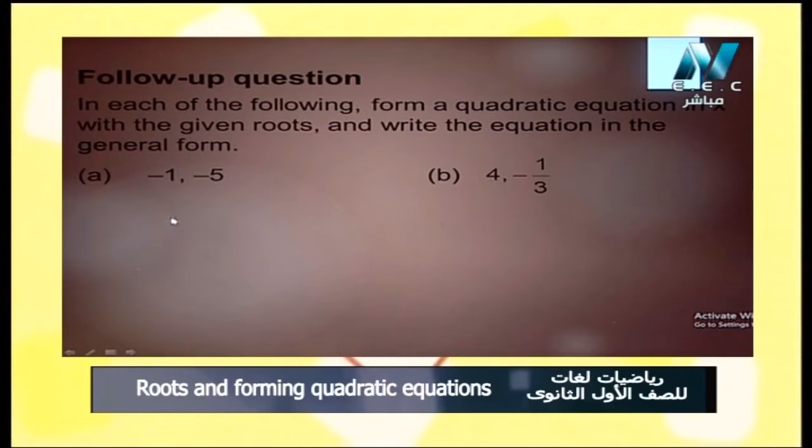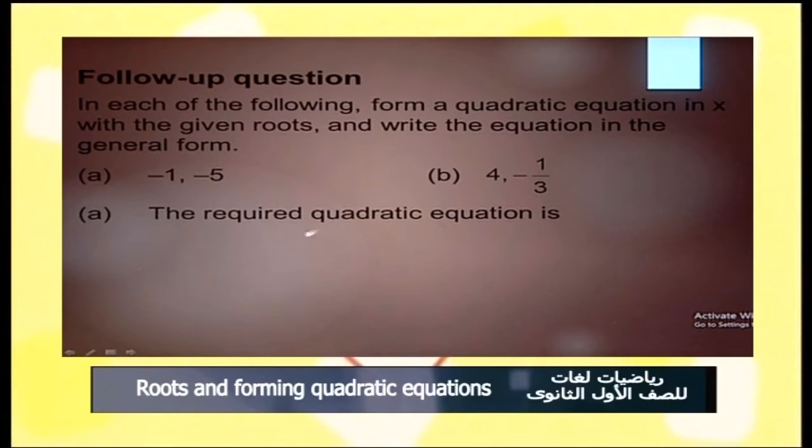Follow-up questions. In each of the following, form a quadratic equation in x with the given roots and write the equation in the general form. A, we have the two roots negative 1 and negative 5. B, the two roots are 4 and negative 1 over 3. Look carefully here.